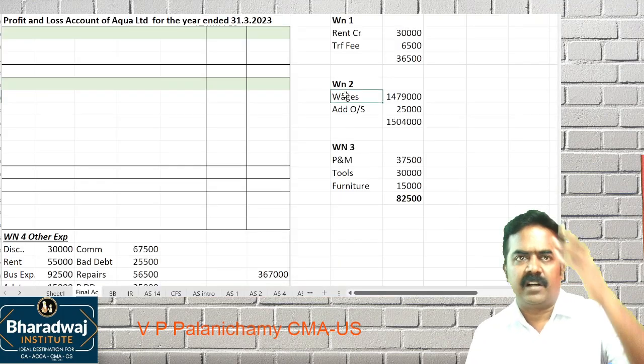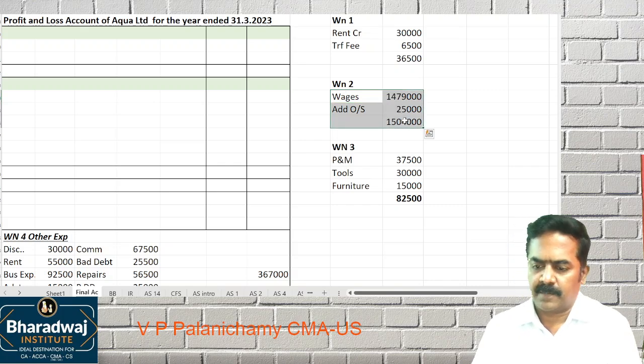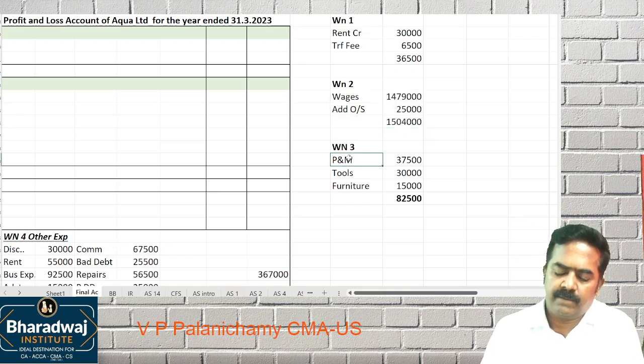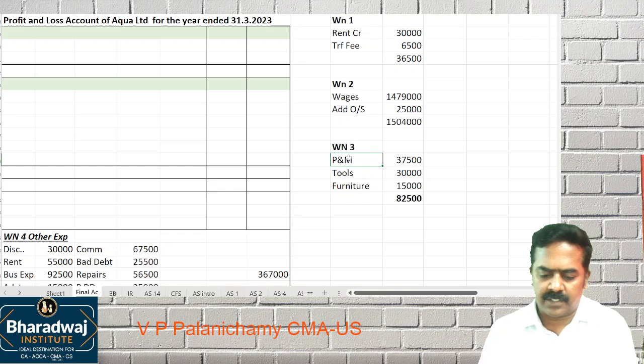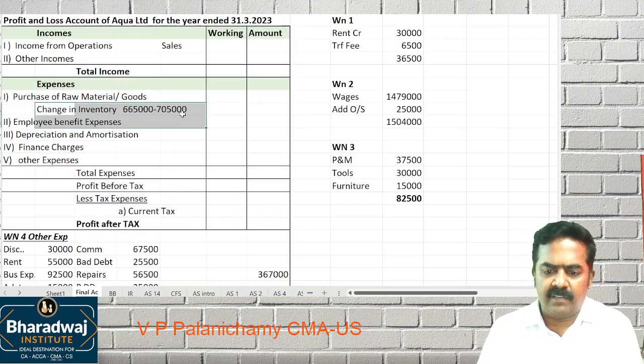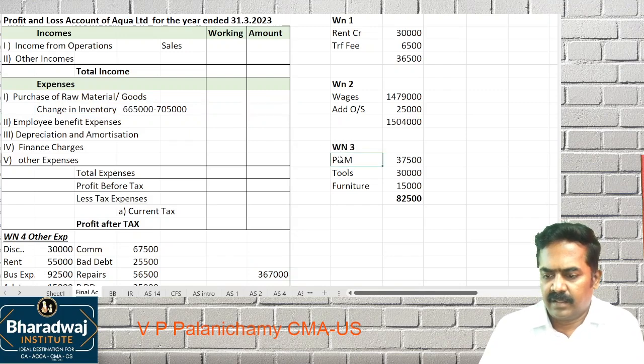Then the change in inventory, we can take it directly in the P&L account. Wages plus outstanding wages. 6,65,000 minus 7,05,000, increase in inventory, we can take it there. Then provide depreciation.